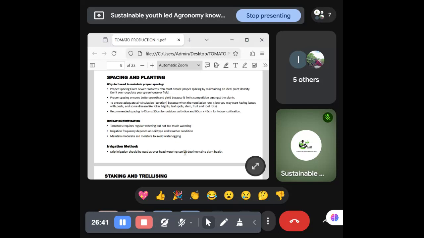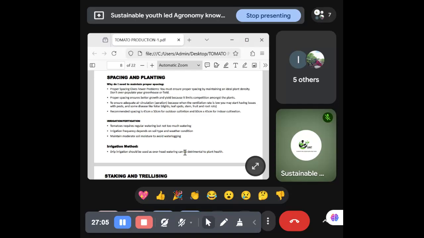Maintain an ideal planting density. Don't overpopulate your site, please. Some farmers overpopulate the number of plants out of greediness. They want to overachieve, but no, it's not done that way. It may end up getting less. So don't overpopulate out of greed. Don't overpopulate your greenhouse or field.